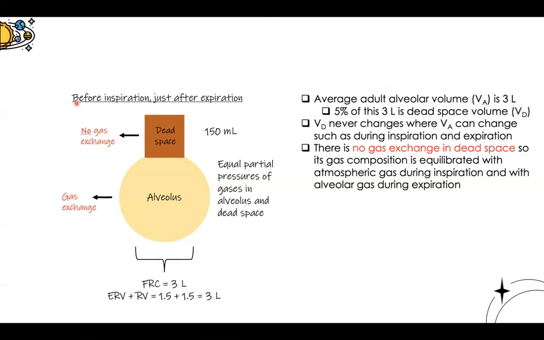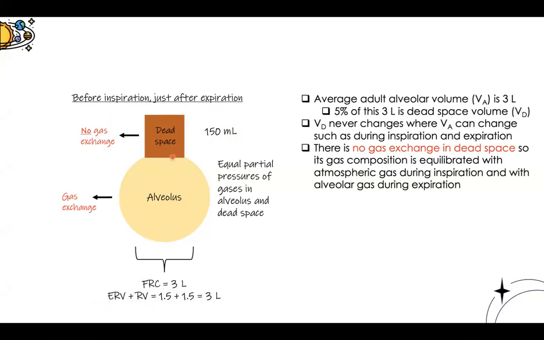This says here before inspiration, just after expiration. At this point, you have your functional residual capacity, which is your expiratory reserve volume and your residual volume. They're both individually 1.5 liters, so that's a total of 3 liters. And 5% of that is 150 ml, which is your anatomical dead space. Here, no gas exchange takes place, whereas in the alveolus, gas exchange takes place.